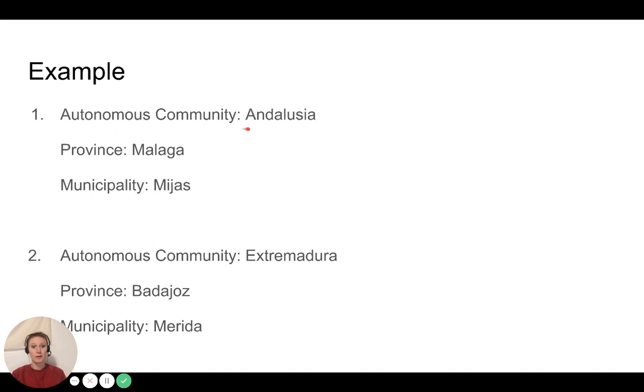We have Andalusia as our autonomous community. The province is Malaga, and the municipality is Mijas. This is where our school is. Another example is Extremadura is the autonomous community. Badajoz is the province, and Mérida is the municipality.